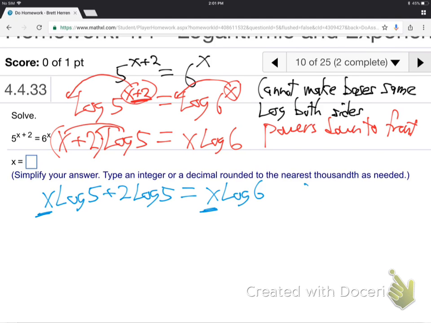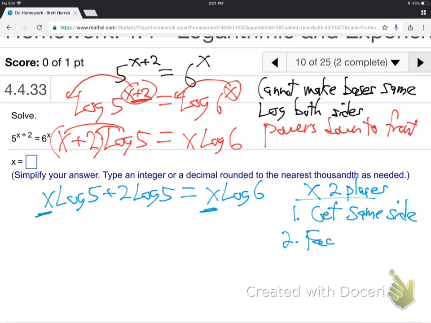Let me write that. When x is in 2 places, number 1, get them on the same side. 2, factor out x, like x with parentheses, and divide.